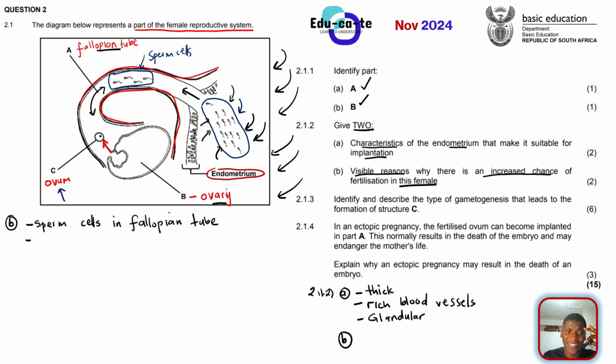It hasn't been released. So here, in essence, we can say that the ovum is present. So there is a present ovum.